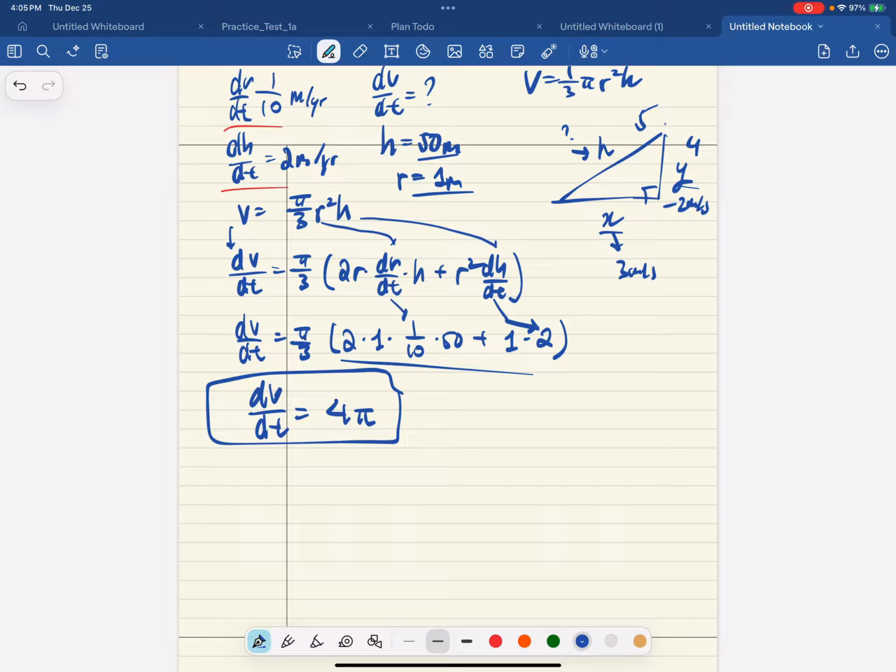So then they will tell you what dh/dt is. Well, you actually do need to know what x is, but it is totally possible to find it, because x squared plus 4 squared has to equal 5 squared. We can calculate that x is 3.